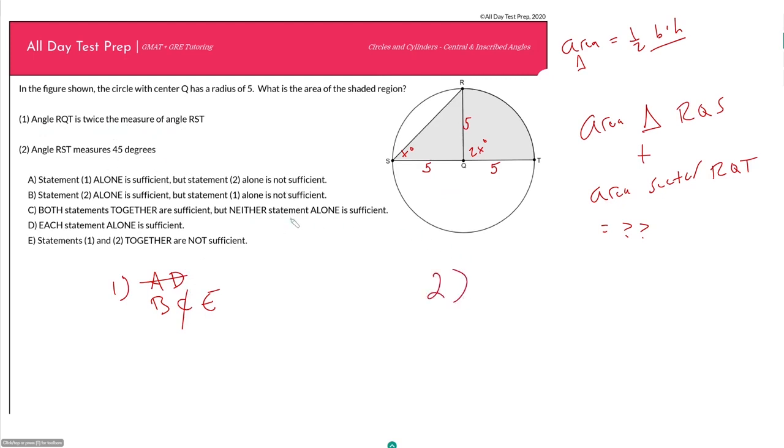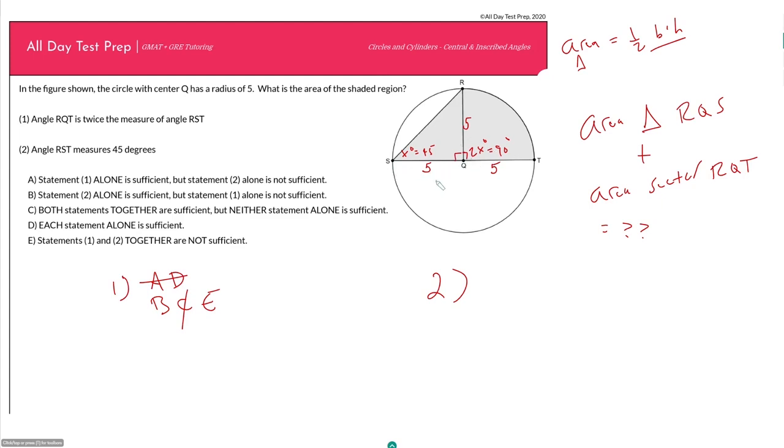Now, statement 2 says angle RST measures 45 degrees. So we already know that RQT is a central angle, RST is an inscribed angle. Like we said, we did not know the values of those angles, so we know that RQT is going to be twice RST, but we don't know what this is twice of. Now in statement 2, this is telling us this is 45, therefore our central angle is 90 degrees. This is what you might have wanted to assume from the beginning. Now we know this here is 90 degrees, but RQT and RQS form a straight line, so this here is also 90 degrees because they have to add up to 180. So now we know we have a right triangle here.